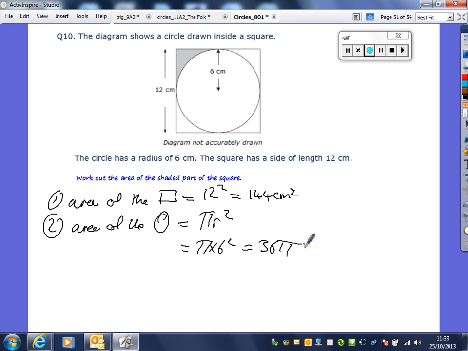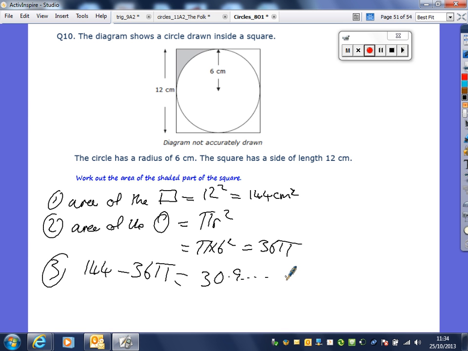Okay, so we have the area of the circle and the area of the square. What's the next step? Oliver? We take the area of the circle away from the area of the square. Good. If we take the area of the circle away from the area of the square, we've got these 4 little sections here. So step 3, we do 144, take away 36 pi, gives us 30.9.